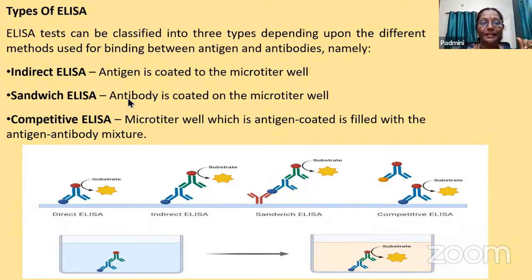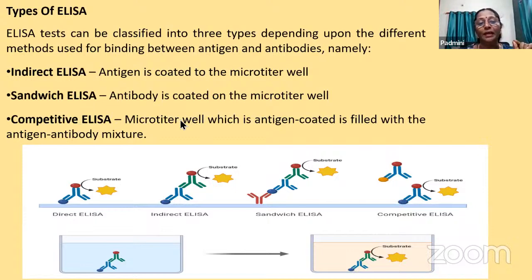In a sandwich ELISA, antibody is coated on the microtiter well. So you know a particular disease, and for that particular disease you know what type of antibody. Here you are going to use a monoclonal antibody, so that it is specific for that particular antigen. So antibody is coated onto these microwell plates. That is sandwich ELISA.